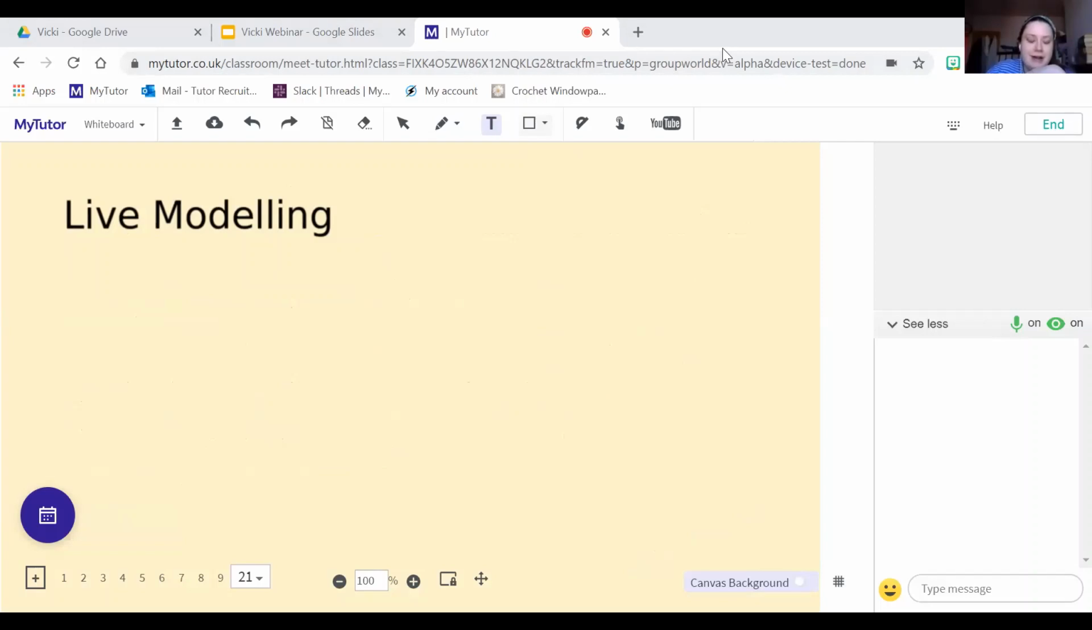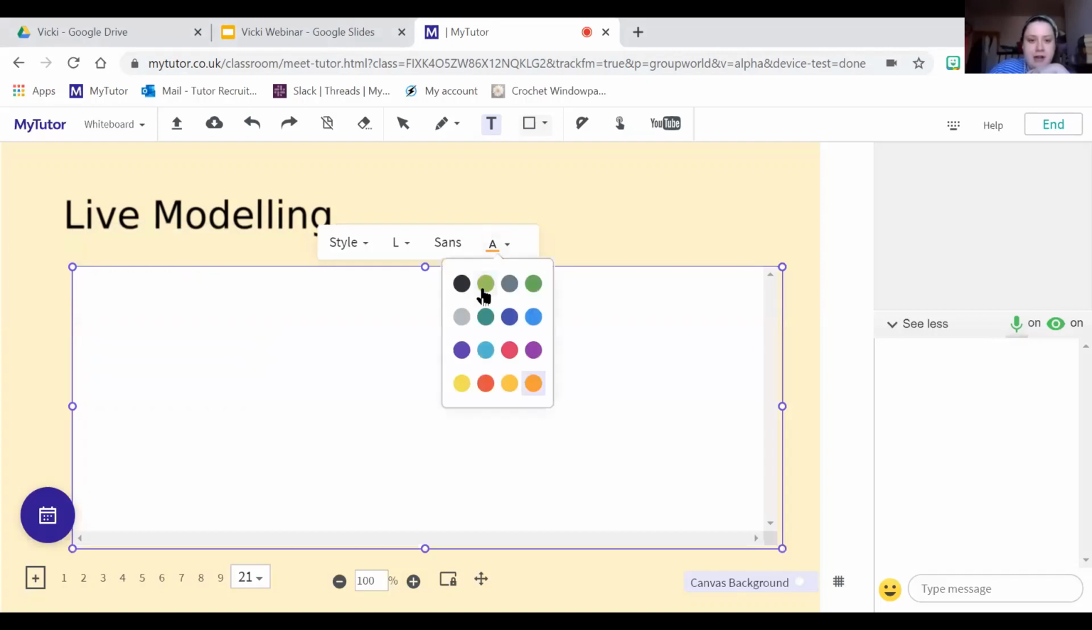That's interesting. I'm pretty sure it isn't, but that's a nice interpretation. Right, so let's have a crack at doing some live modelling.